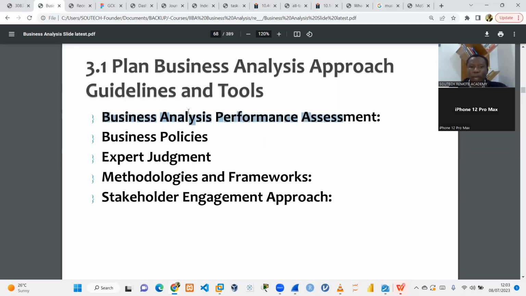Now I think I've already dropped a template for each of this stuff so that you understand for each of the tools or techniques you're going to be using, how do you go about it? Take, for instance, business policies. Take, for instance, expert judgment. To do expert judgment, there's always a purpose, there's a plan, and there is how you're going to do it, and there's a deliverable for it. Let me search that in a moment. Expert judgment.